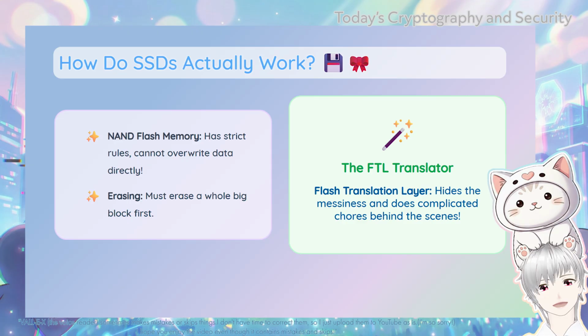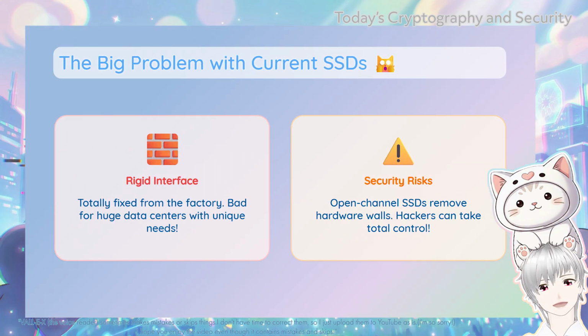The FTL does all the complicated chores behind the scenes, like moving data around and cleaning up unused space. It keeps everything running smoothly, so your computer just sees a normal, easy-to-use storage drive. This paper points out a massive problem with how we have been making these very translators for the past decade. Historically, the interface between the SSD and the operating system is totally fixed, rigid, and impossible to change. In other words, you cannot change how the drive behaves once it leaves the manufacturing factory.